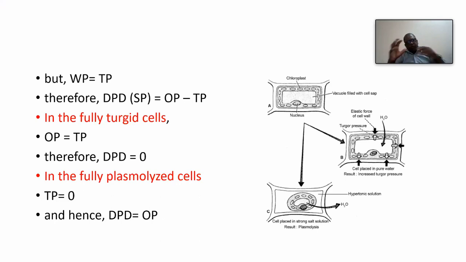In a fully turgid cell, there is no gap for the osmotic pressure. Once the osmotic pressure is there, water will definitely enter. If the OP and TP are the same, there is no diffusion pressure deficit. The water will not come into the cell. Okay? In a fully plasmolysed cell, what is plasmolysis? Water going outside from the cell. Then there will be OP, and this is equal to DPD, diffusion pressure deficit.